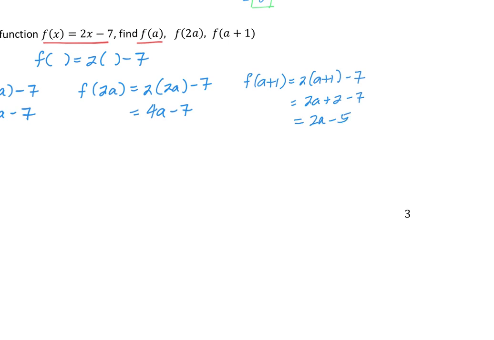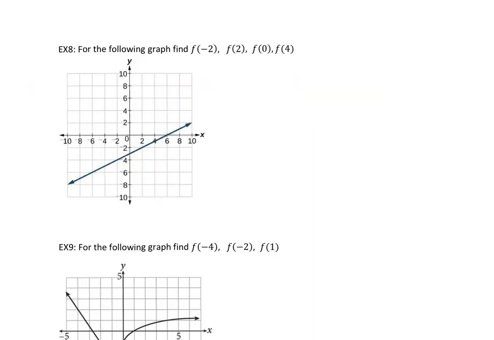Okay, so again, not only can we put in real numbered values, but we can also put in variables into our function. The last thing we're going to look at in this section is finding the value of a function if all you have is a graph. In example 8, we have this graph, and we're asked to find f of -2, f of 2, f of 0, and f of 4.